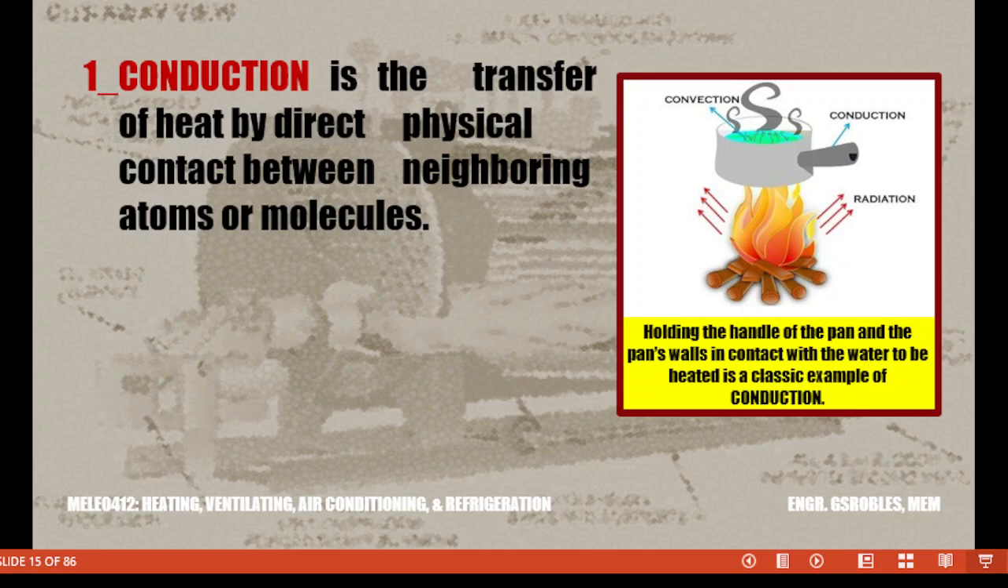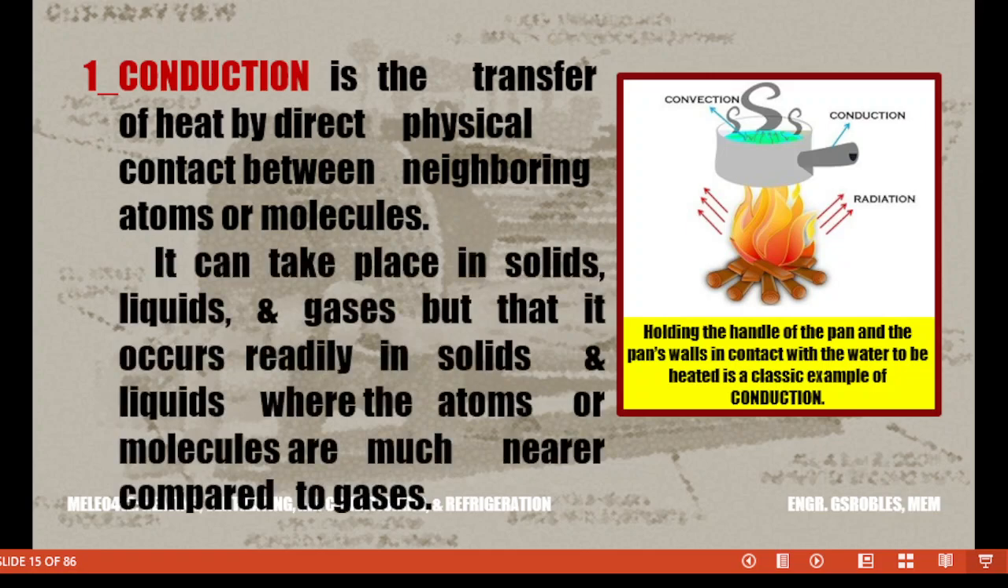So ang conduction is the transfer of heat by physical contact between neighboring atoms. So such case is typical in the case of solids. So although this will also take place in the case of solids, liquids as well as gases, it is more common to solids. Ang gases kasi is that yung atoms nila is much farther apart as compared sa tinutukoy nating solids as well as liquids.